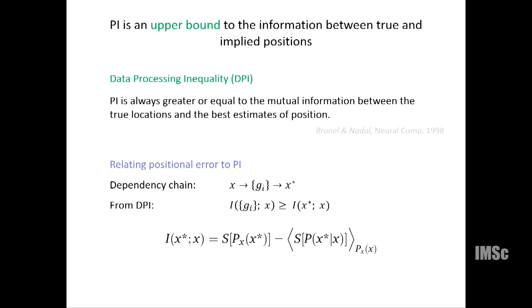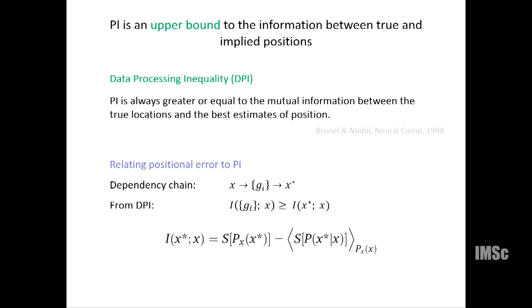And to do it, we need two more ingredients. So one thing is the data processing inequality, which is basically telling you something simple: if you have some signal, which is decoded and gives you another signal, and then this signal is further decoded, you don't gain information. The mutual information will always be lower with each step. So that creates this dependency chain.